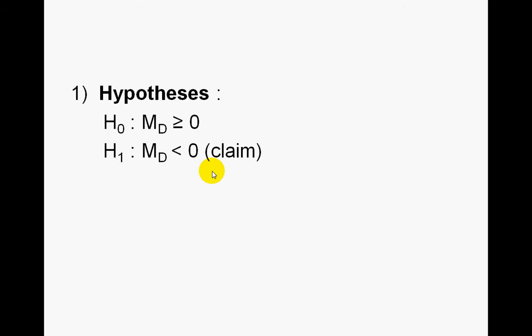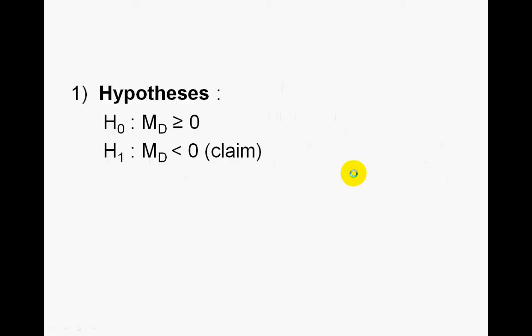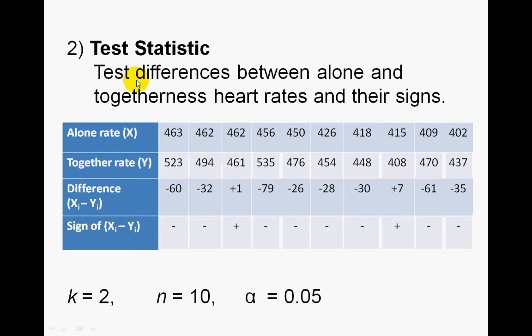Second, find the test statistic. From the data given, it has X samples and Y samples. First, we need to find the difference of X and Y, which is xi minus yi. Then, we state the sign of the difference xi minus yi. Since the example is case C, K is the number of plus signs. Since the plus signs number 2, K equals 2. We know that n equals 10, and given that alpha equals 0.05.